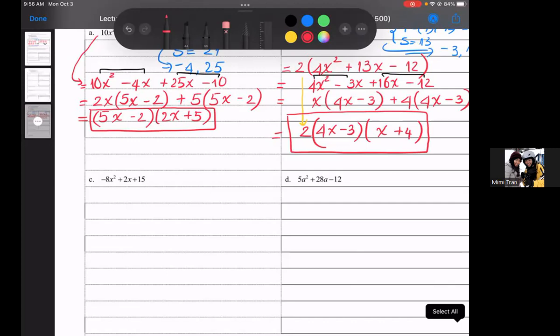For problem C, I suggest you factor out -1 first. For GCF, you can find the negative in front of x. Okay.